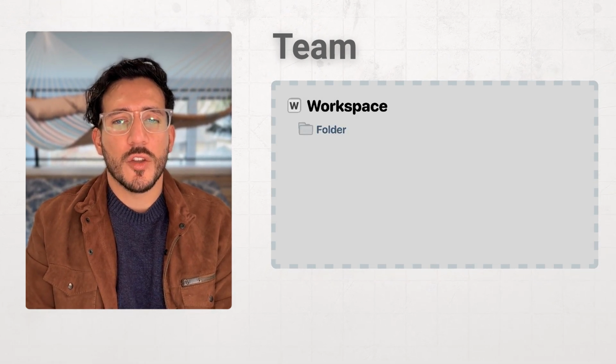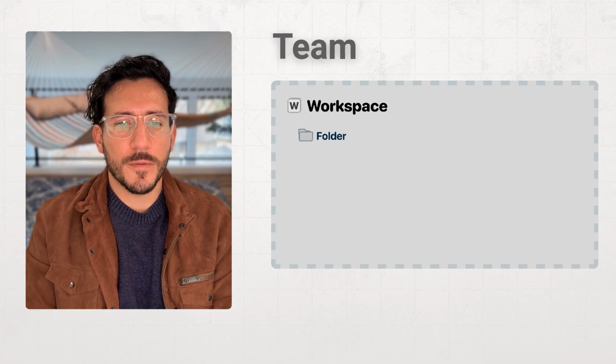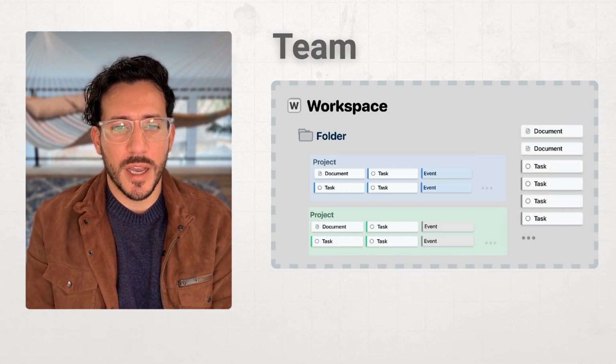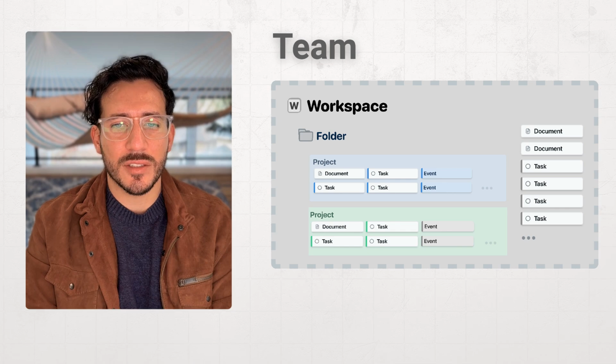Under workspaces, you can have folders to organize your work. Under folders, you can have projects and documents. Under documents, you can have other documents. And under projects, you can have stages, tasks, documents, and events.